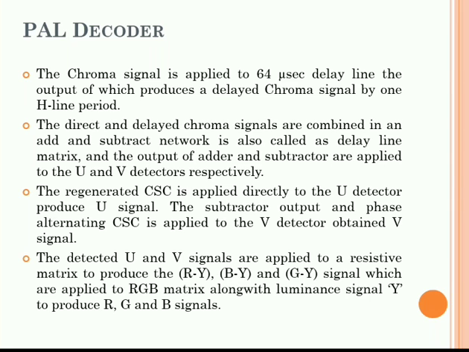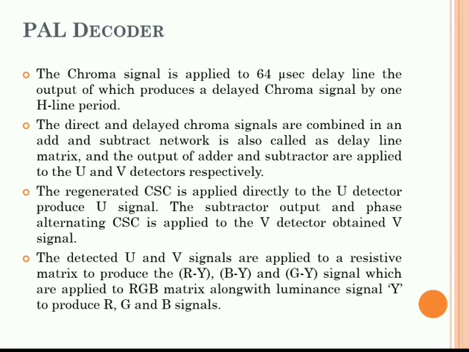Then the chroma signal is applied to the 64 microsecond delay line. Whatever chroma signal we are having, we will give as output to two blocks. First, we will give it to the 64 microsecond delay line, which will produce a chroma signal having 64 microseconds of delay. Okay, the original chroma signal, and from it a 64 microsecond delay is produced. That is the delayed chroma signal.